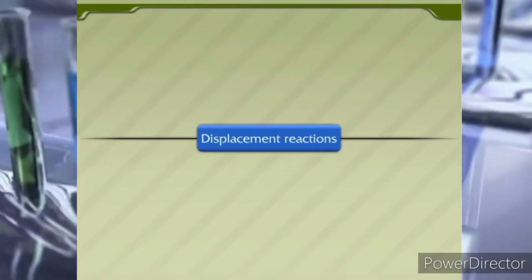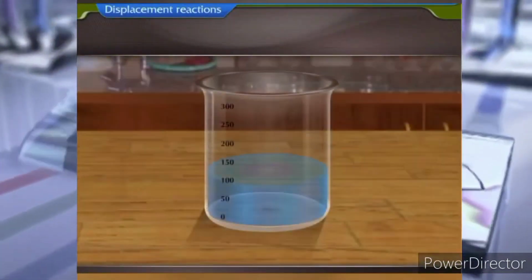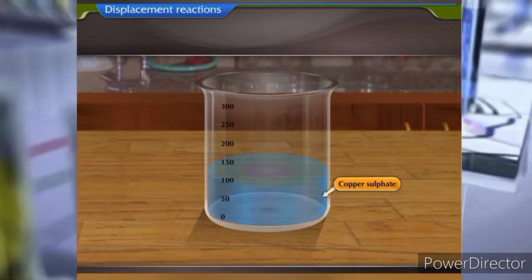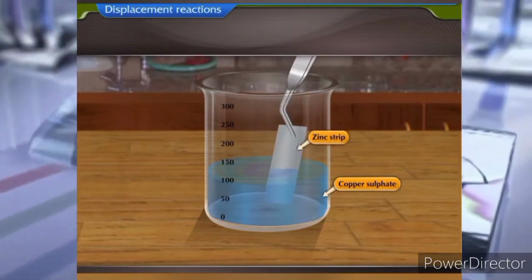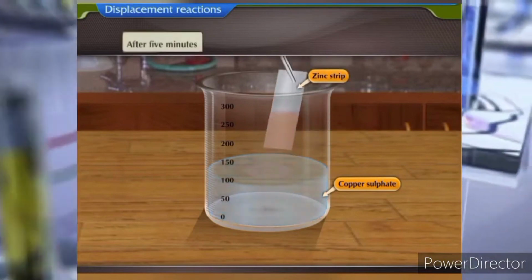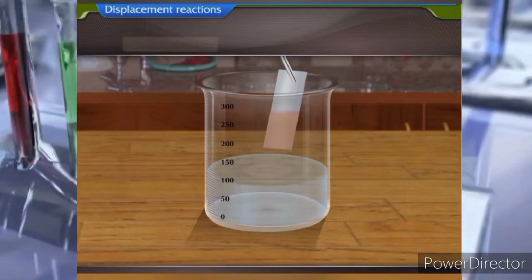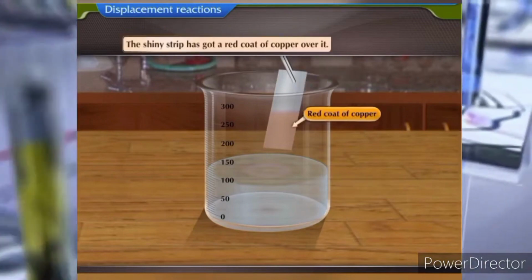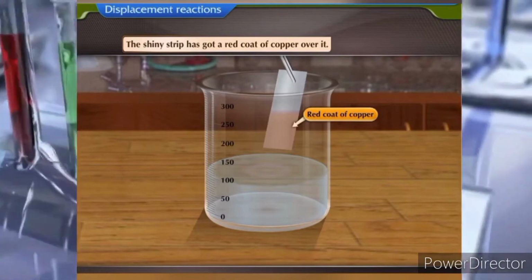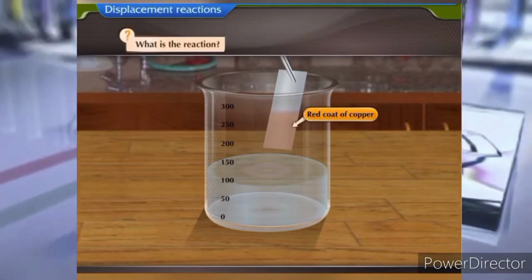Displacement reactions. Take a solution of copper sulfate in a beaker. Dip the zinc strip in the solution. Remove the strip after 5 minutes. What do you observe? The shiny strip has got a red coat of copper over it. The copper sulfate solution has also become lighter in color. What is the reaction?